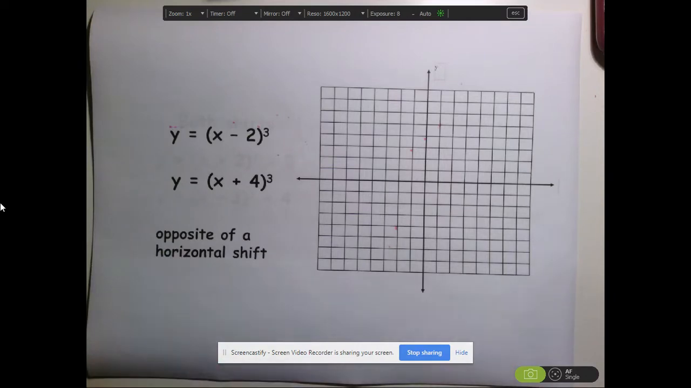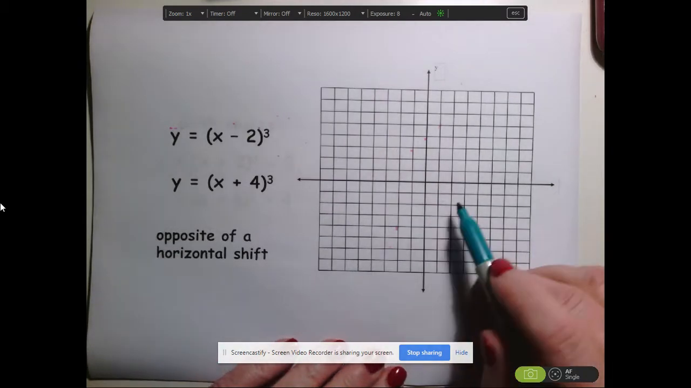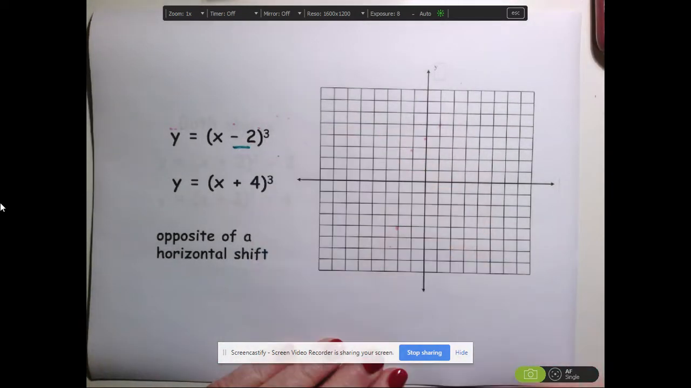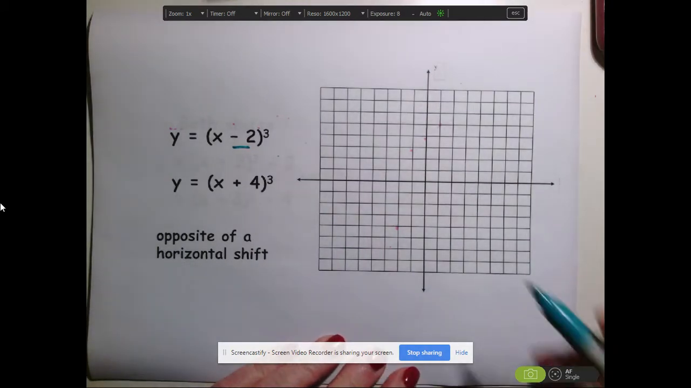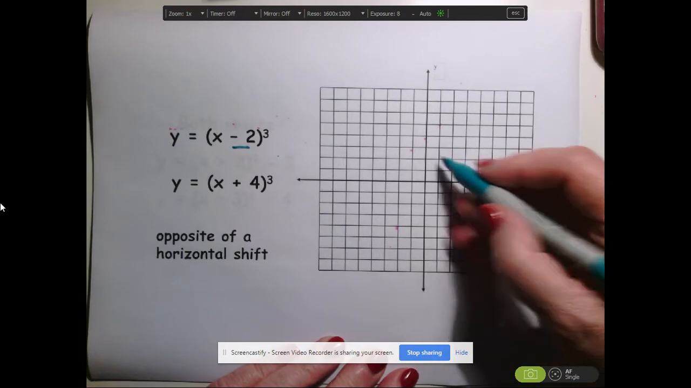All right, so this now is going to be a horizontal shift. So now I'm going to be shifting over +2. Remember, in horizontal shift, it's always the opposite value. So I'm going to be shifting over 2.